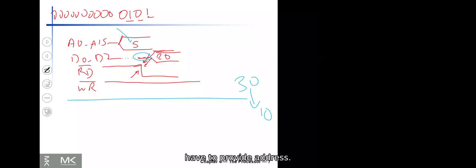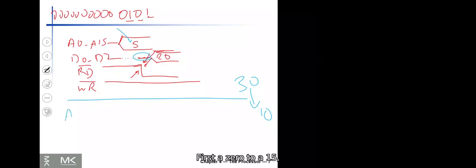We have to provide the address. We give the address to the memory. The address is 30. And then, this time, we have to provide data before asking memory to start writing. So this is the difference.